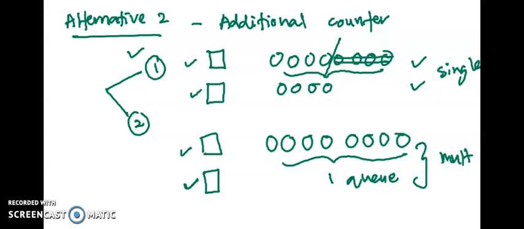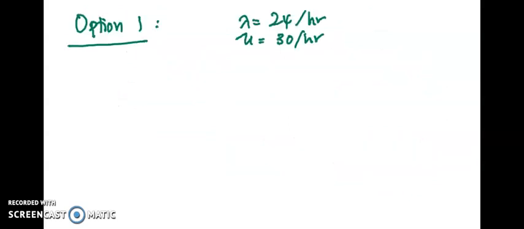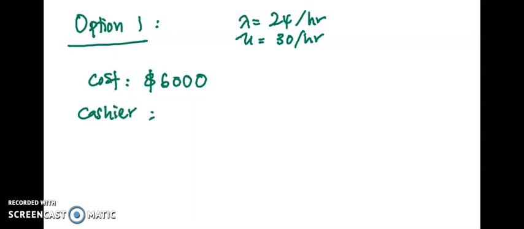but now the arrival rate will be different. If you want to add an additional checkout counter, it will involve some cost. Let's say the cost for the renovation is 6,000, and of course after you add another counter, you must hire a new cashier to work at the counter. So the cost for the cashier is, let's say, 200 per week. So these are the costs that will be involved.